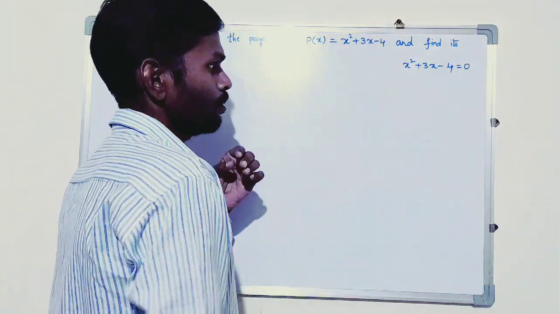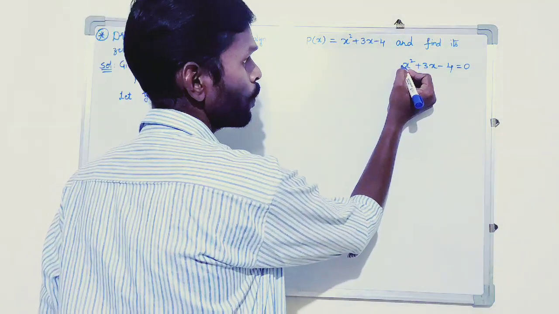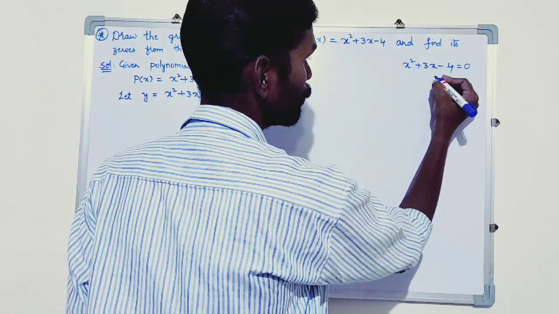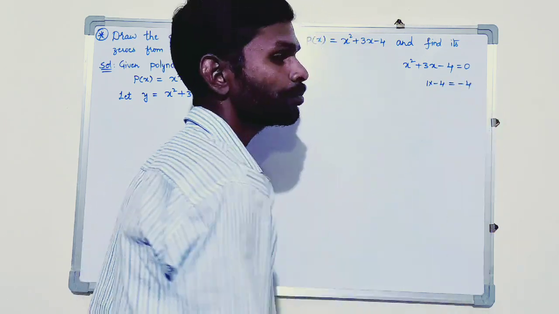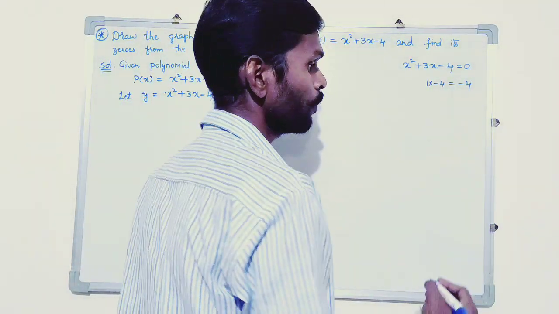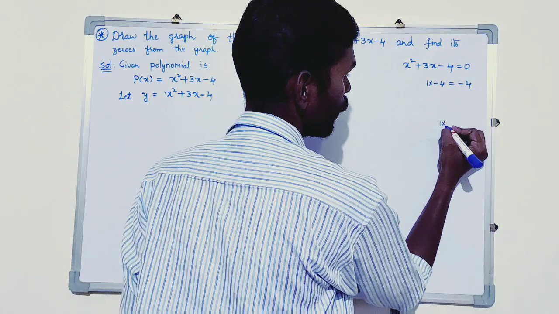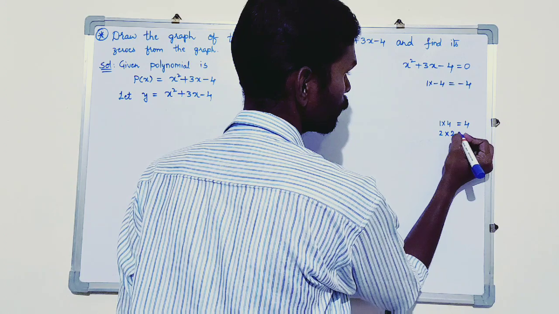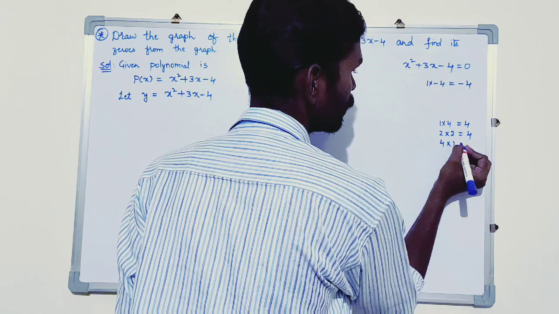Now see here, the coefficient of x square is 1 and the constant term is minus 4. Multiply the coefficient of x square and minus 4: 1 into minus 4 is minus 4. Now, what are the factors of 4? How can I write 4? I can write 1 into 4, 2 into 2, and 4 into 1.